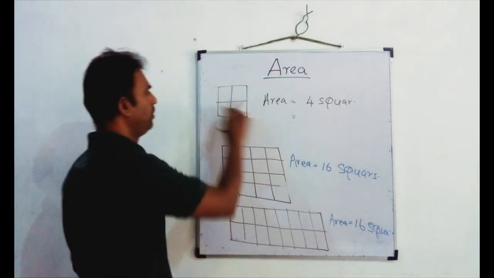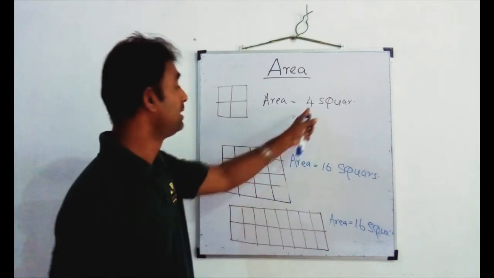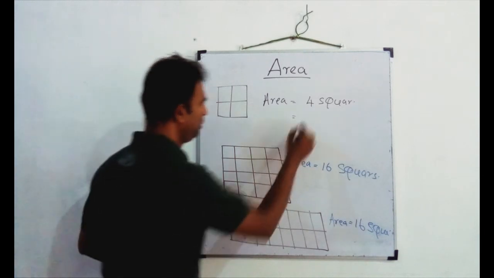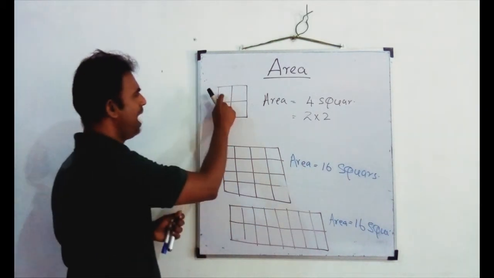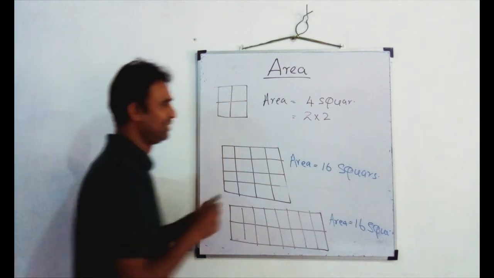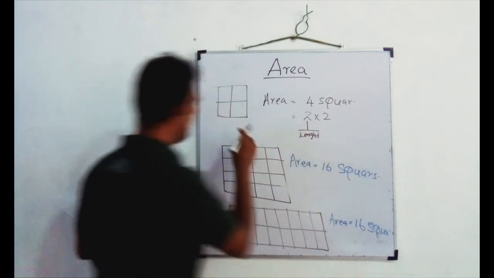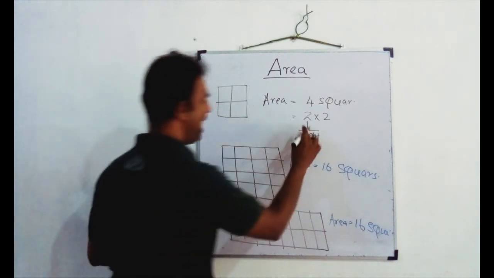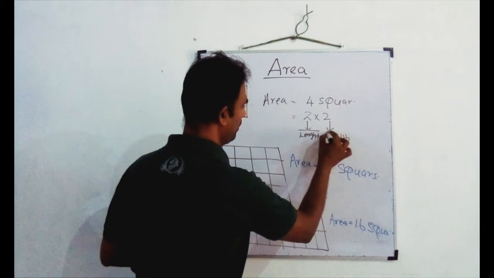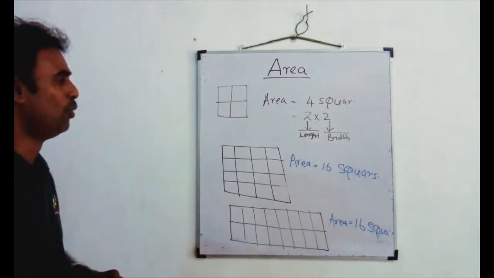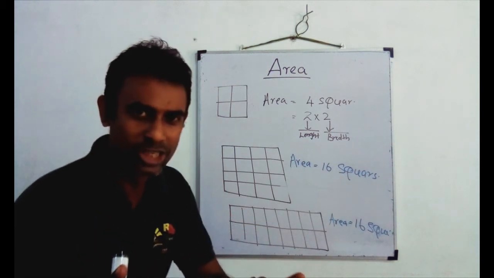How do we get this 4? 1, 2, 3, 4, we count, no? But there may be a pattern to this answer. How did we get it? 2 into 2. Where is the 2? 1, 2, this is the length. The next one, I got the 2 again: 1, 2. This is the breadth. Now you can create the logic. I will explain that logic next.